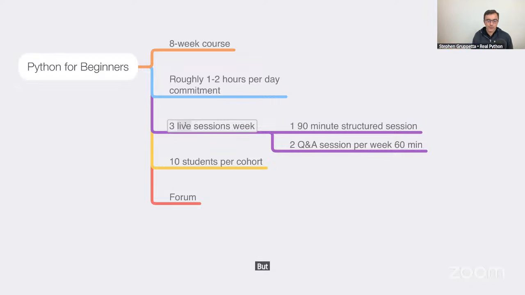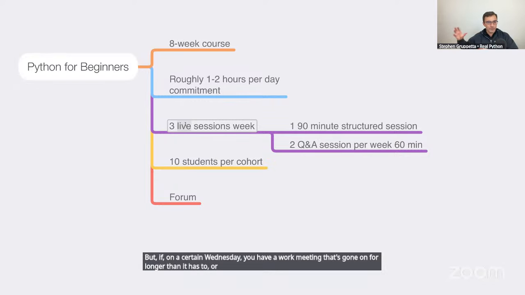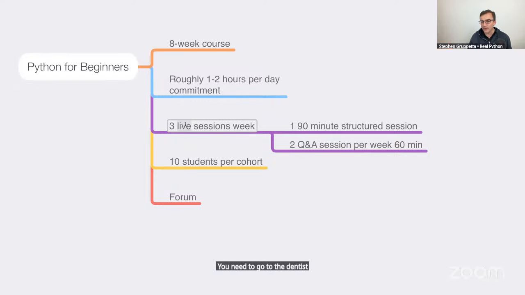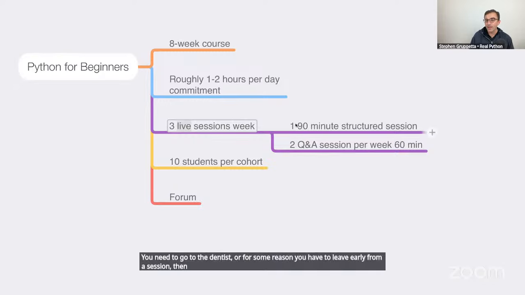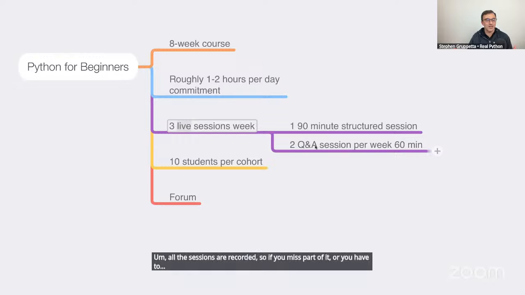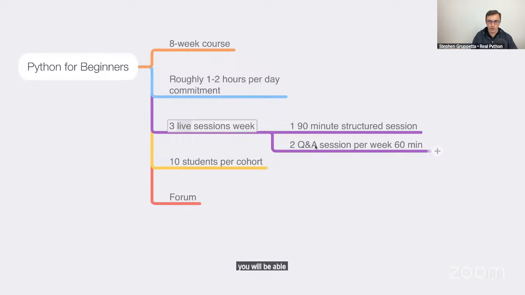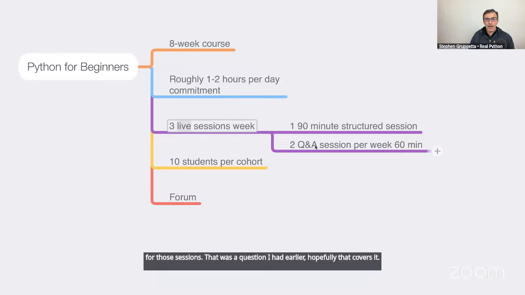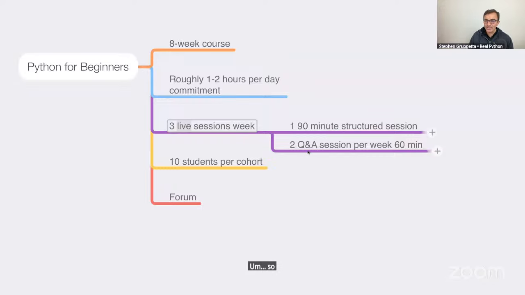But if on a certain Wednesday you have a work meeting that's gone on for longer than it has to, or you need to go to the dentist, or for some reason you have to leave early from a session, then yes, all the sessions are recorded. So if you miss part of it, or if you have to miss a session, you will be able to watch the recording for those sessions. That was a question I had earlier. Hopefully that covers it. So that's the 3 times a week, every week of the course when we're going to meet live.